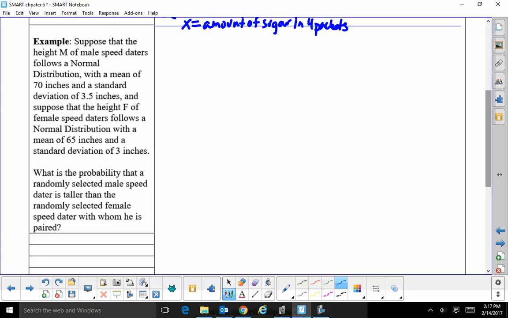Suppose that the height of a male speed gator follows a normal distribution with a mean of 70 inches and standard deviation of 3.5 inches. Okay, let's pause. Can we write that information down? Okay, and suppose that the height of a female speed gator follows a normal distribution with a mean of 65 inches and a standard deviation of 3 inches. Okay, pause.